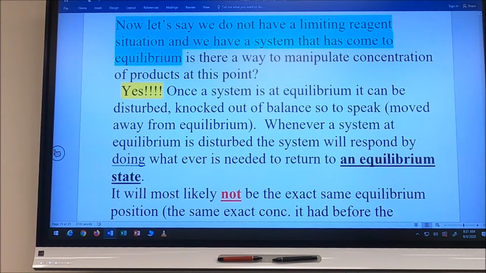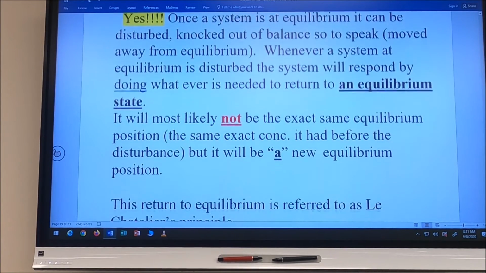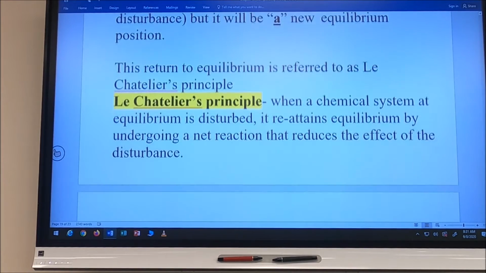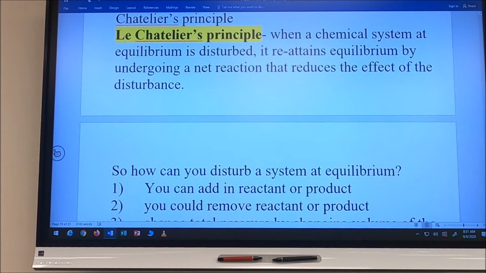Remember, when we knock a system out of equilibrium and we disturb it, it's going to come to a new equilibrium point. It's not going to come to the exact same equilibrium point it had before. So our emphasis for today is Le Chatelier's principle. And guys, this is not a one-off look at this. We're going to mention Le Chatelier's principle for the rest of the semester. So we need to understand Le Chatelier's principle.